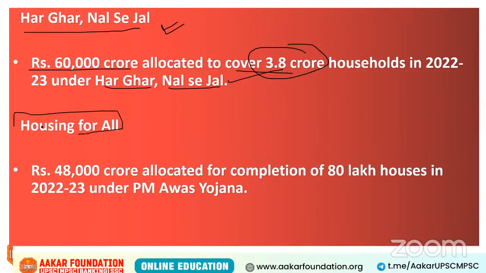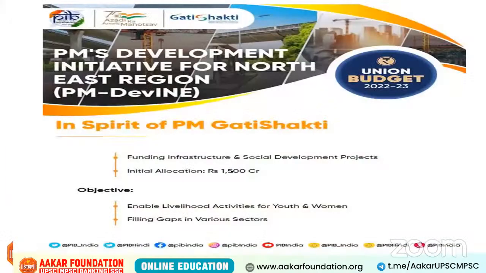Then housing for all under the Pradhan Mantri Awas Yojana, Gramin as well as urban. These are the 2 schemes for housing for all. Under the budget, 40,000 crores are allotted for the completion of 80 lakh houses in 2022-23 under this PM Awas Yojana.